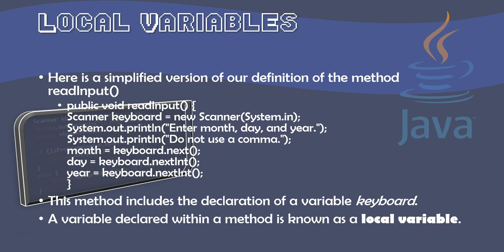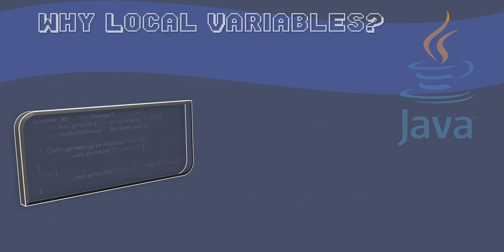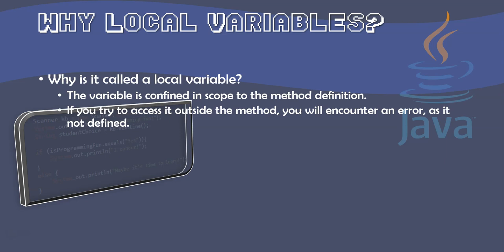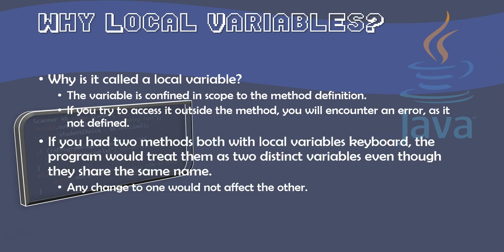Now, a variable that's declared within a method is what is known as a local variable. So, why do we call it a local variable, and what is its purpose? Well, let's start with that first part. Why is it a local variable? Well, the variable inside of a method is technically confined in scope to that method definition. That means if I try to access it outside of that method, we're going to encounter an error as if it hasn't even been defined. It doesn't know what it is.